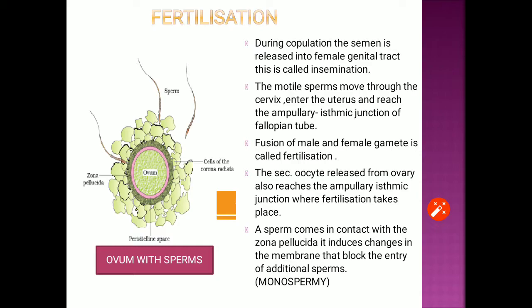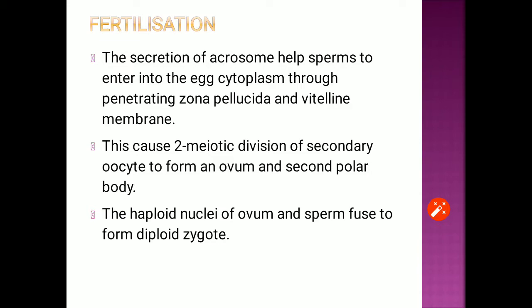Now, you are all able to answer the question of why monospermy is found in human beings. The secretion of the acrosome helps sperms to enter the egg cytoplasm, that is the secondary oocyte, by penetrating the zona pellucida and vitelline membrane. The acrosome is formed by the Golgi body and it contains sperm lysins, hyaluronidase, which help in penetration through the layers of the egg.